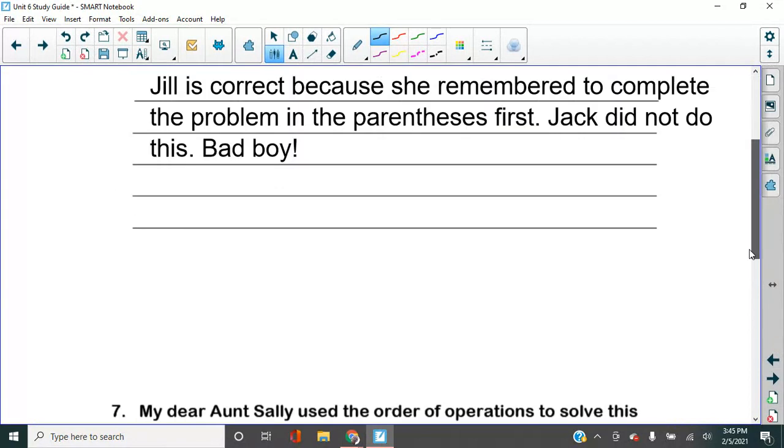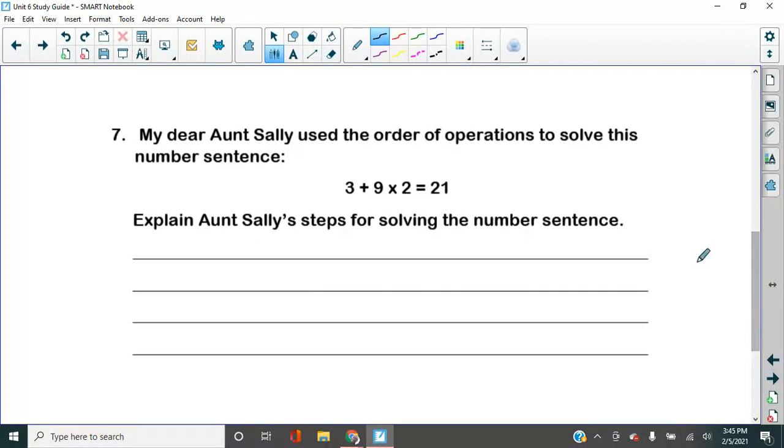So Aunt Sally did a good job here. She got it right. What was her first step? Her first step was multiplying 9 times 2, right? She did that because multiplying happens before adding. So explain Aunt Sally's steps.